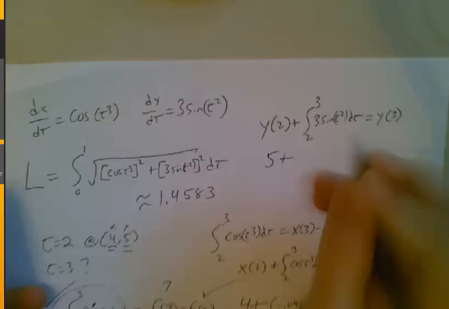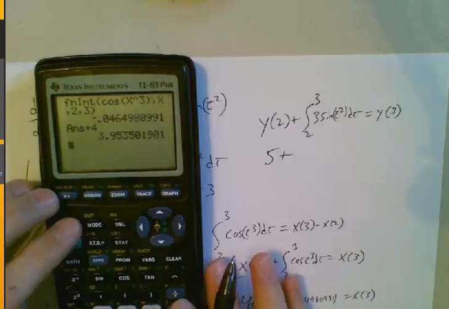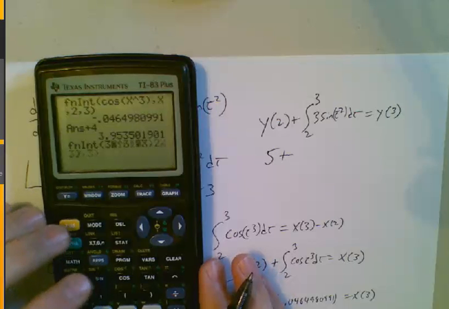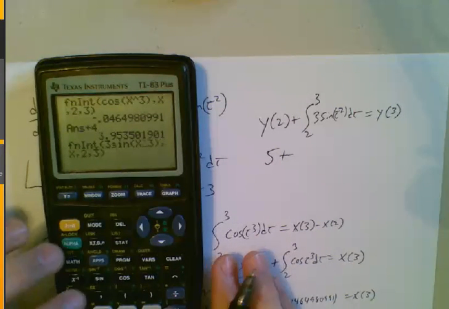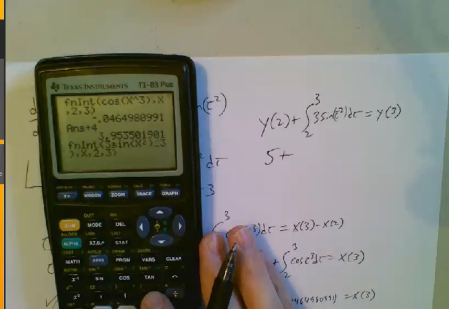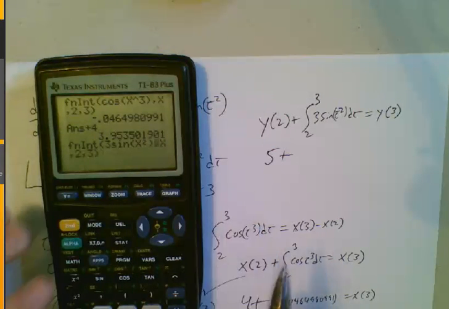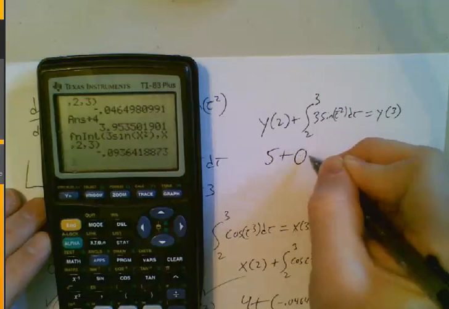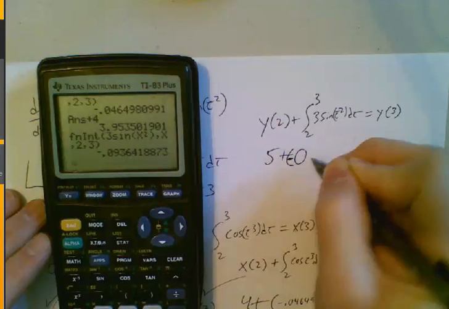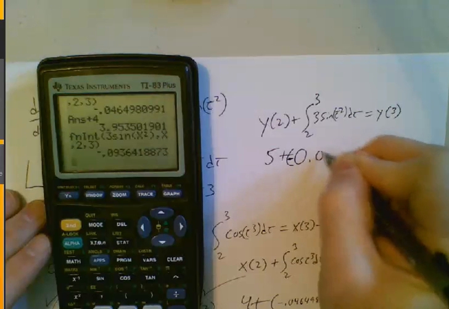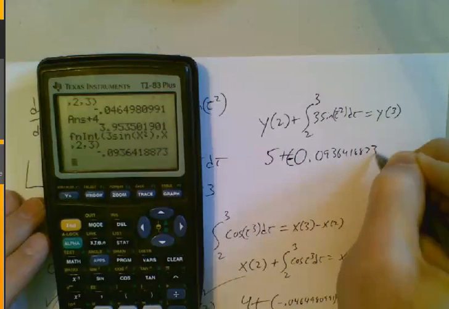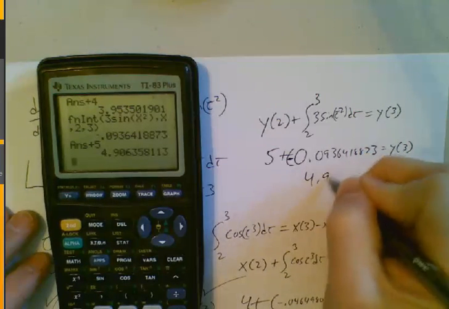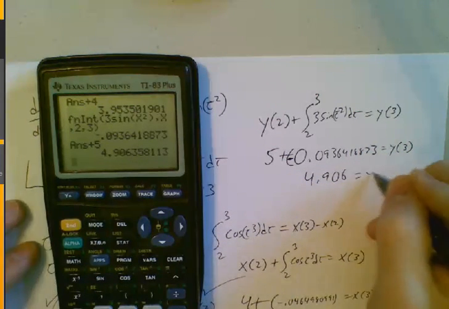So 5 plus, all right, calculator action. Let's see, let's bring that back. This is going to be 3 sine x squared. Let's see, 3 sine x squared, comma x, comma 2, comma 3. And that's going to be negative 0.0936418873, which is y of 3. Basically just add 5 to that, and I get 4.906, and that's probably good enough for y of 3.